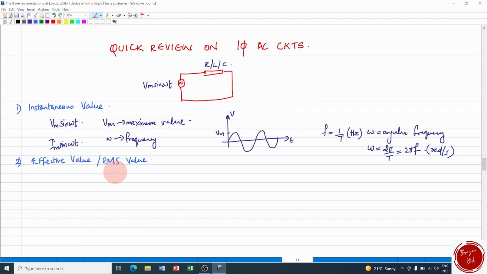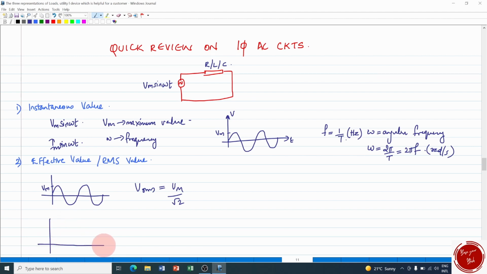Next is the effective value or RMS value. I have done a detailed video on this. It's also called the RMS value, that is root mean square value. The RMS value is the equivalent DC value of the signal. If this is your sinusoidal signal, the VRMS for this full wave sinusoidal signal will be Vm by root 2, where Vm is the maximum voltage. Similarly, if it is current, then it is Im by root 2. This is for the complete cycle of your sine wave.